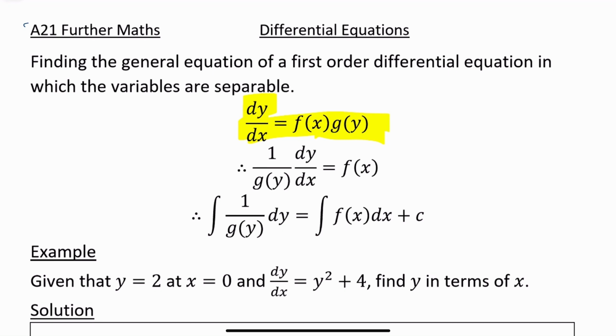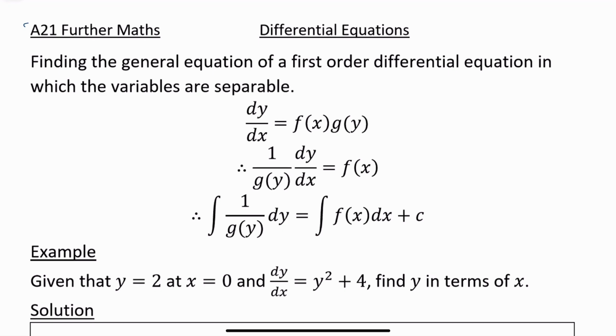separate the variables. So if you brought this g of y across to the other side, what you will have is 1 over g of y times dy by dx is equal to f of x. So you've got a function of y effectively times dy by dx is equal to a function of x. And then this is where the magic happens. This is separating the variables.